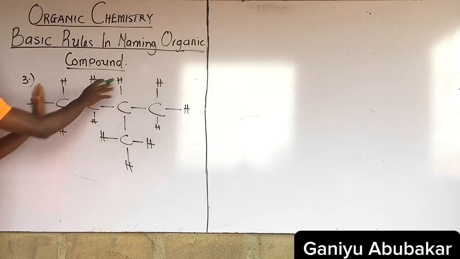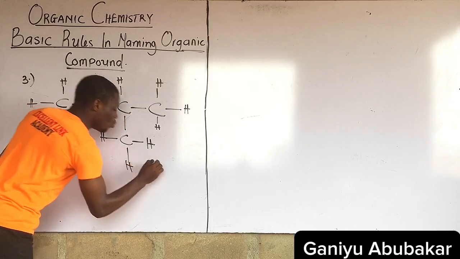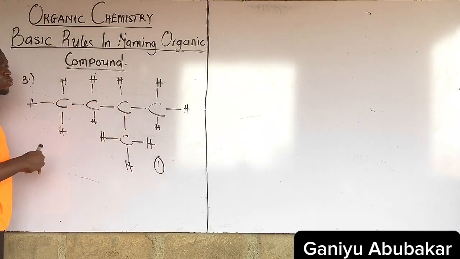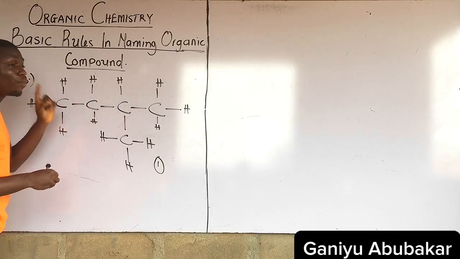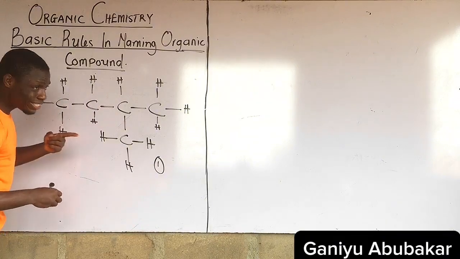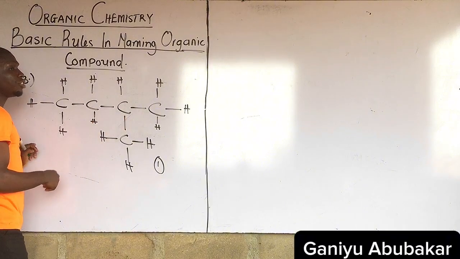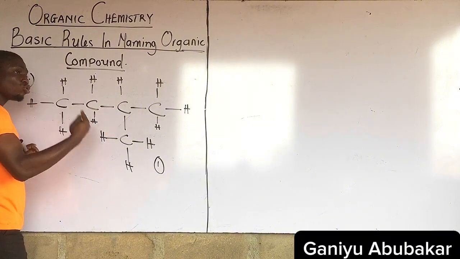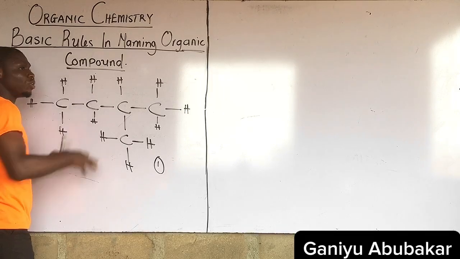Let's say we are told to name this organic compound. How do you name this one? Let's start with rule 1. What do we know from rule 1? Rule 1 says select the longest continuous carbon chain. Let's count the longest continuous carbon chain, and after getting it, we count the number of carbon atoms it contains.